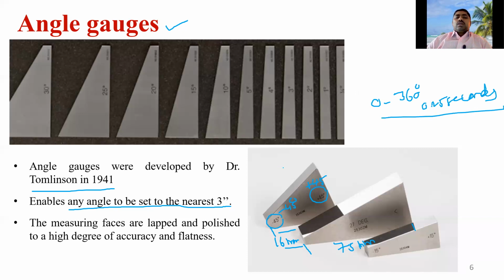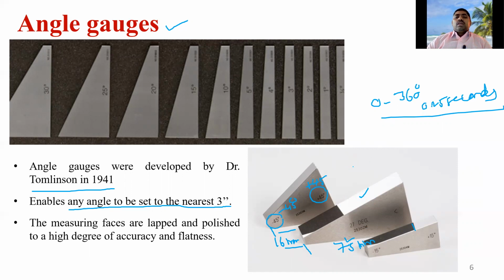So these angle gauges are also hardened and they are also lapped to get a high degree of accuracy and precision. Both the top and bottom surfaces are highly finished using the lapping operation to get a high degree of accuracy and precision.